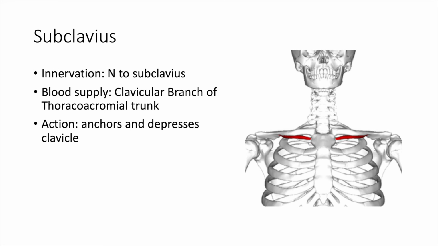Okay, subclavius. That's a little muscle that sits under my clavicle like a submarine under the water. Clavius is my clavicle, so my subclavius sitting under that clavicle is innervated by the nerve to subclavius. Super easy name. The blood supply is the clavicular branch of the thoracoacromial trunk, and it acts by anchoring and depressing the clavicle. It's not very high yield. It's pretty low yield.